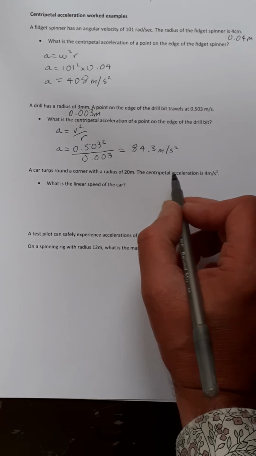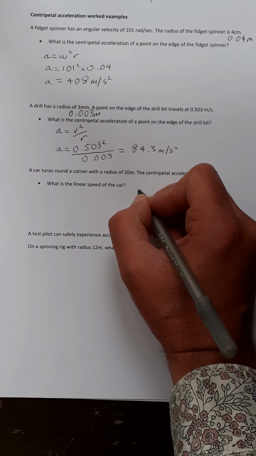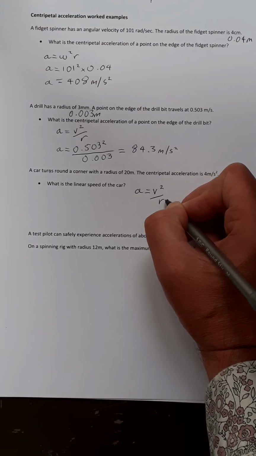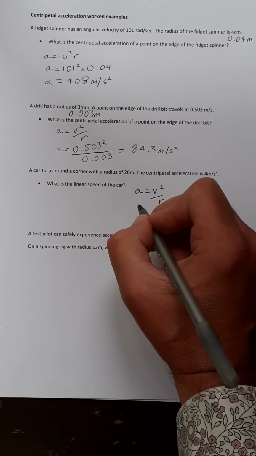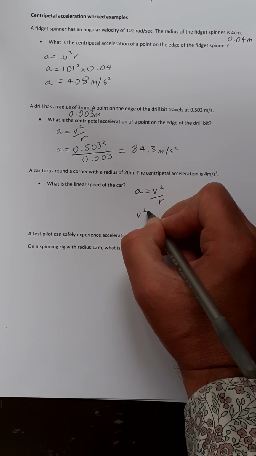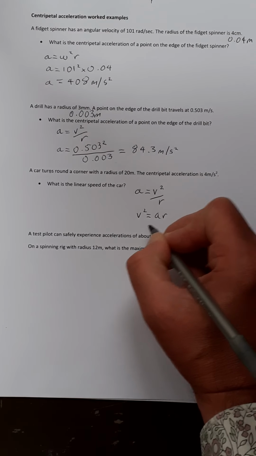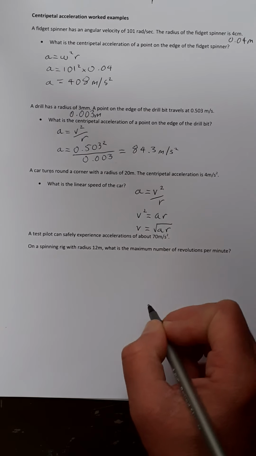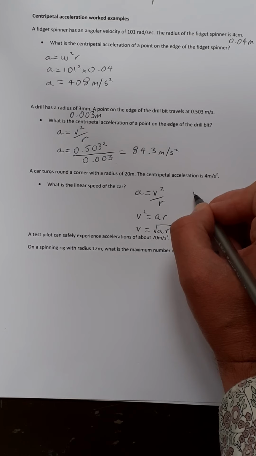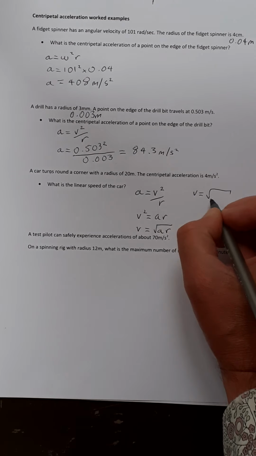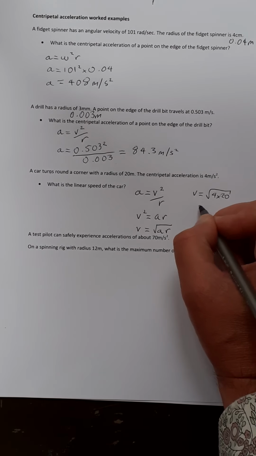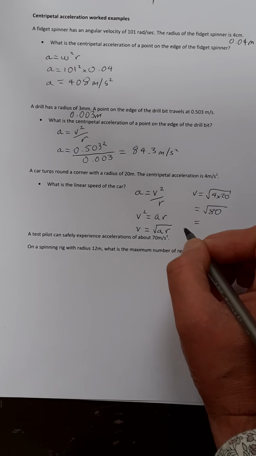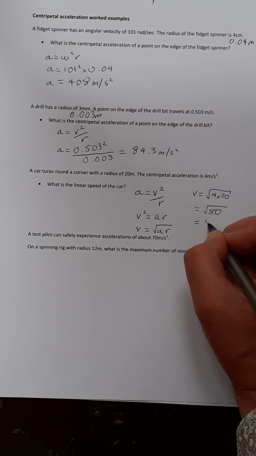Okay, so because I've got a linear speed that I'm trying to work out, the appropriate formula is going to be a equals v squared over r. But I'm going to rearrange before I start to give me v squared equals a times r, or v is equal to the square root of a times r. And then I can simply substitute in: v is equal to the square root of 4 times 20, or the square root of 80. And unsurprisingly, that's a decimal because 80 is not a square number.